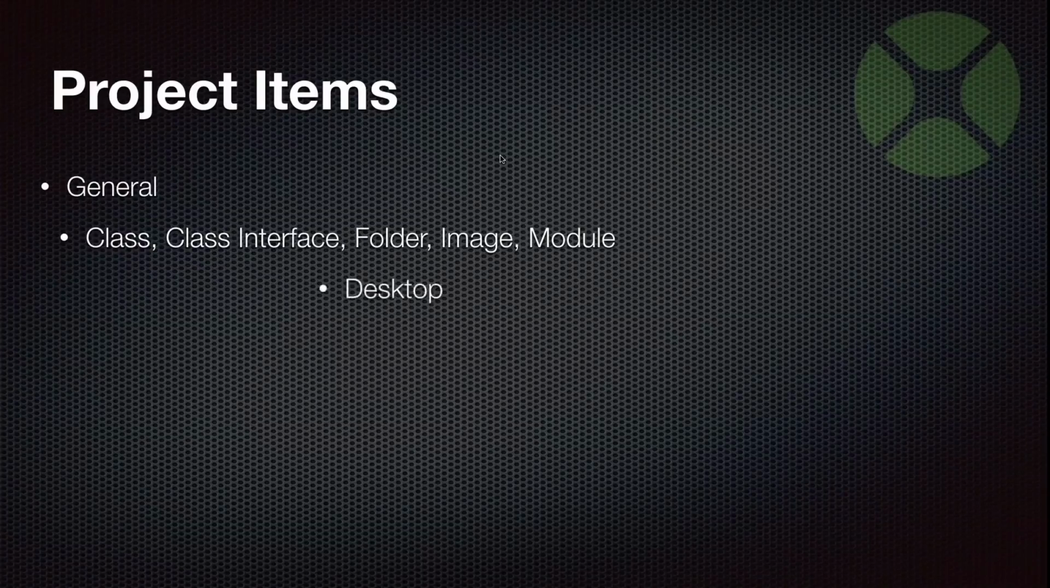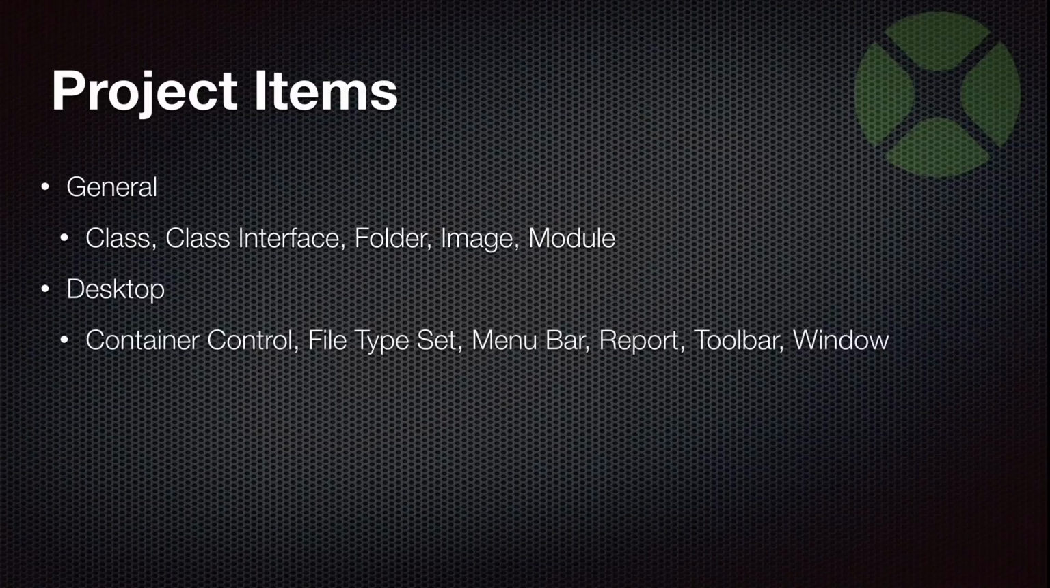And then desktop-specific project items are container control, file type set, menu bar, report, toolbar, and window, probably one of the commonly used ones. So these are only available in desktop projects, and obviously they aren't going to really make much sense outside of a desktop project. So those are the specific ones.